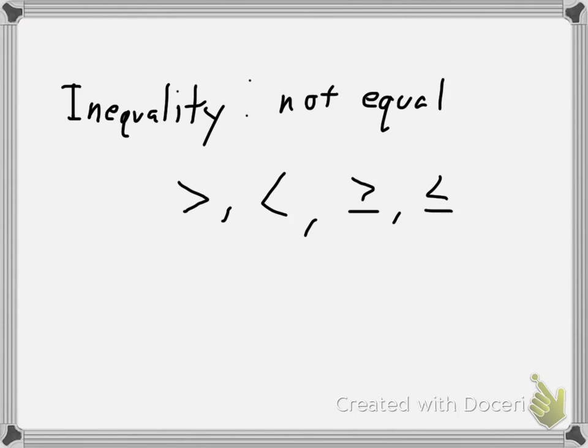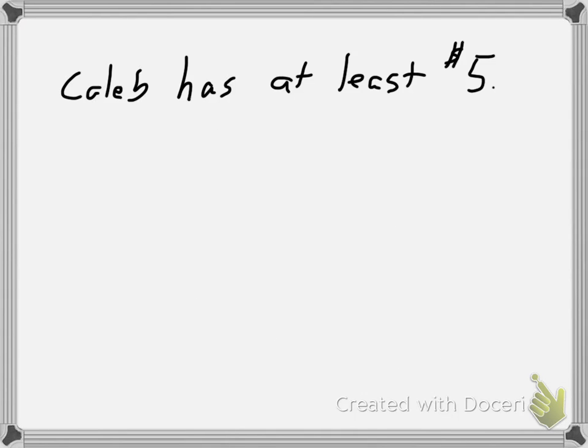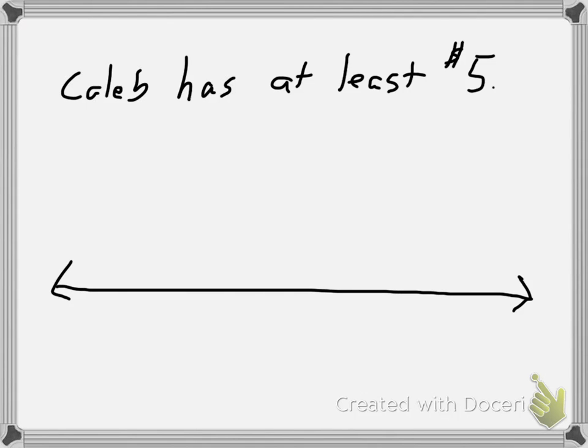And we have to remember that when we were talking about equations, we had one answer. When we're talking about inequalities, we have multiple solutions or multiple answers. Okay, so let's take a look here. This says that Caleb has at least $5. And when I'm thinking about this, I want to think about what this looks like on a number line.